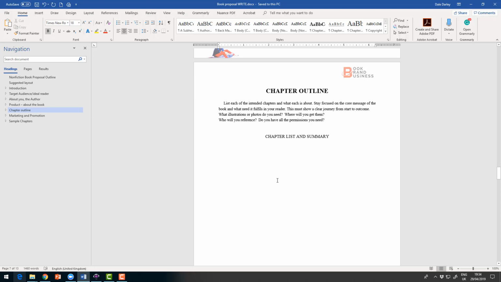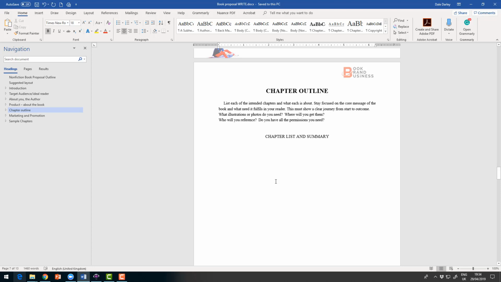The next thing we want is a list of the intended chapters and what they're about. So this is really your synopsis. Think about that reader journey that we talked about. Where does the journey start? What happens in each of the chapters? What are the key messages of each of the chapters?